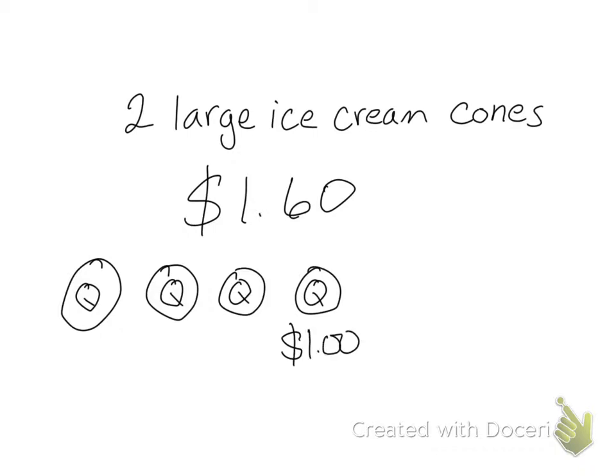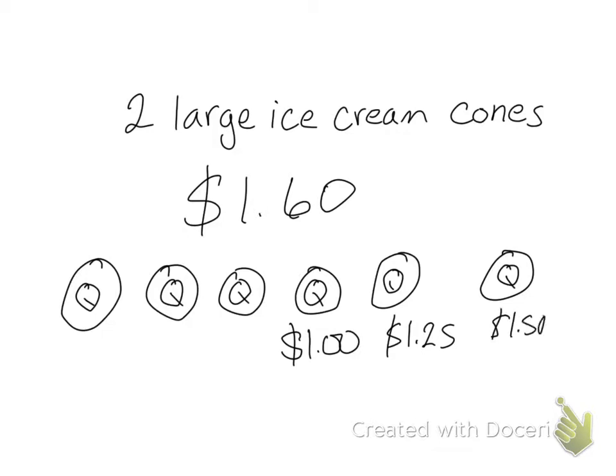Okay, so now I can use another quarter, which would be $1.25. Another quarter would give me $1.50. And then I just need to get to $1.60, so now I can use a dime to get to $1.60. Okay, so I needed 6 quarters and 1 dime to pay for these ice cream cones.